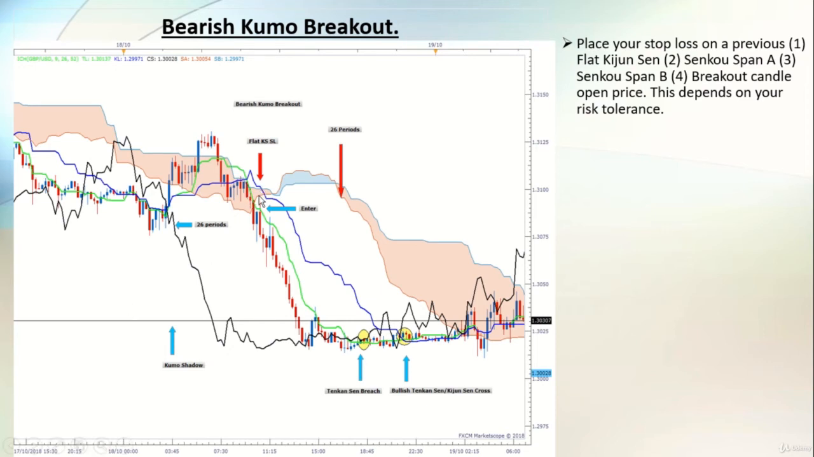Now, if we were to take a trade over here, you can place your stop loss at the wick of this candlestick, or you can place your stop loss on Senkou span A, which is here, or Senkou span B, which is here. Either here or there.